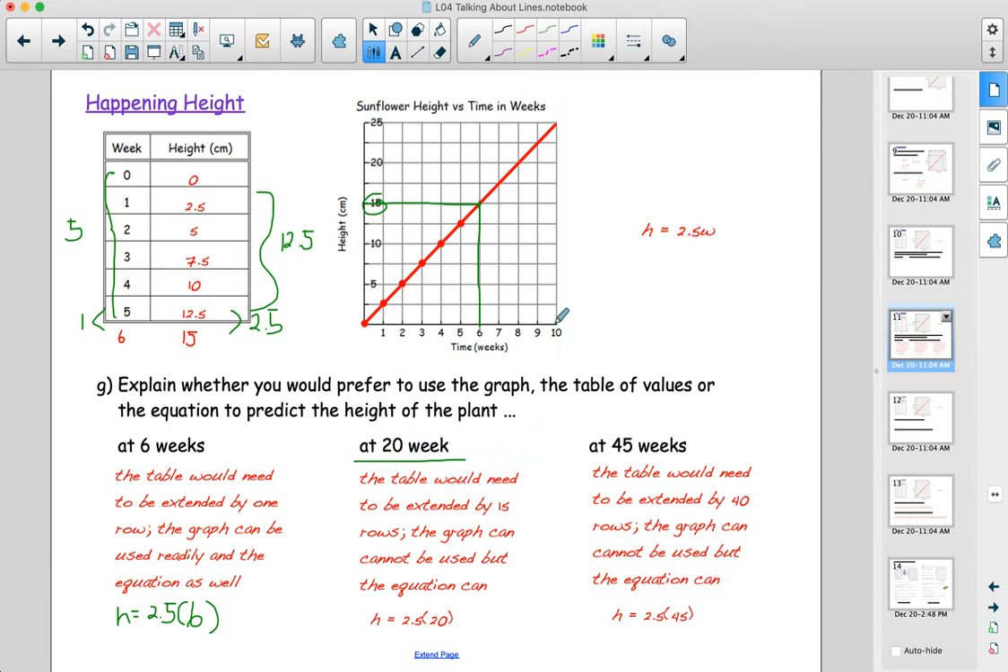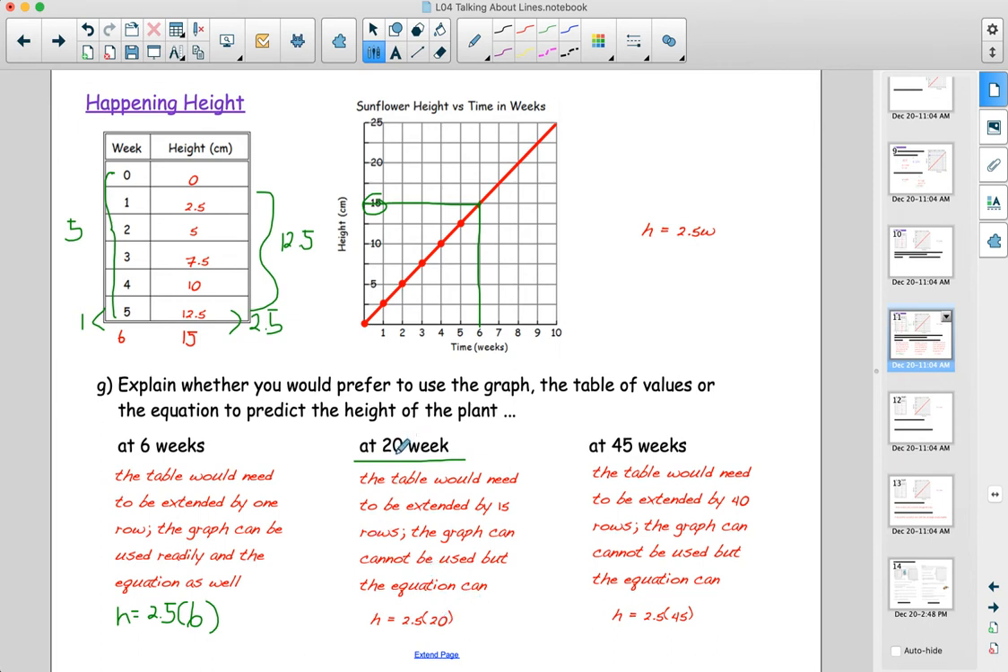The graph, we're not going to really be able to use at all because we're not going to be able to accurately extend this all the way out to 20 and then extend that out. There certainly is no room vertically to extend this up. There might be room horizontally, but no room vertically. So I'm not going to be able to use the graph at all. Possible to use the table, but that's a lot of extension. Always can use the equation.